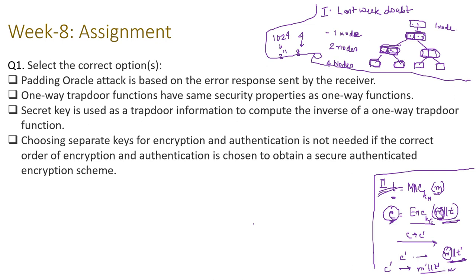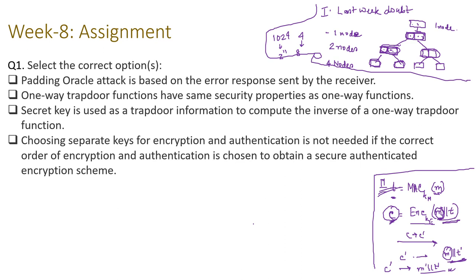Third statement: secret key is used as a trapdoor information to compute the inverse of a one-way trapdoor function. This is true, right? The secret key can be used as trapdoor information because with the help of the secret key you can compute back the x of a given y.